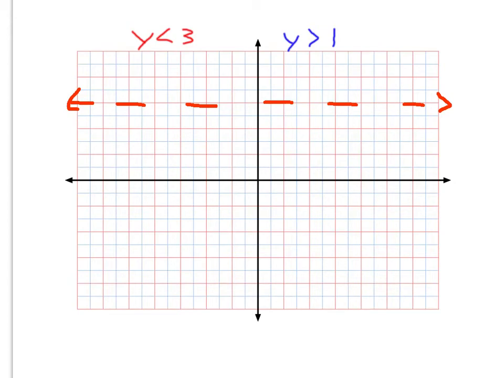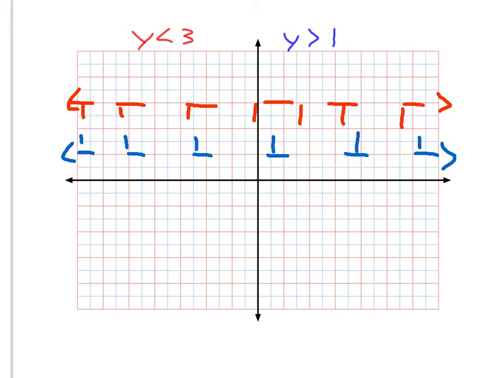Again, I'm using these red lines as 1, 2, 3, 4, and 5, and so on. Well, that shading says y is less than 3, so it would go down this way. Now we got y is greater than 1. And again, it's another dashed line. And the shading would be above that because it's greater than 1.